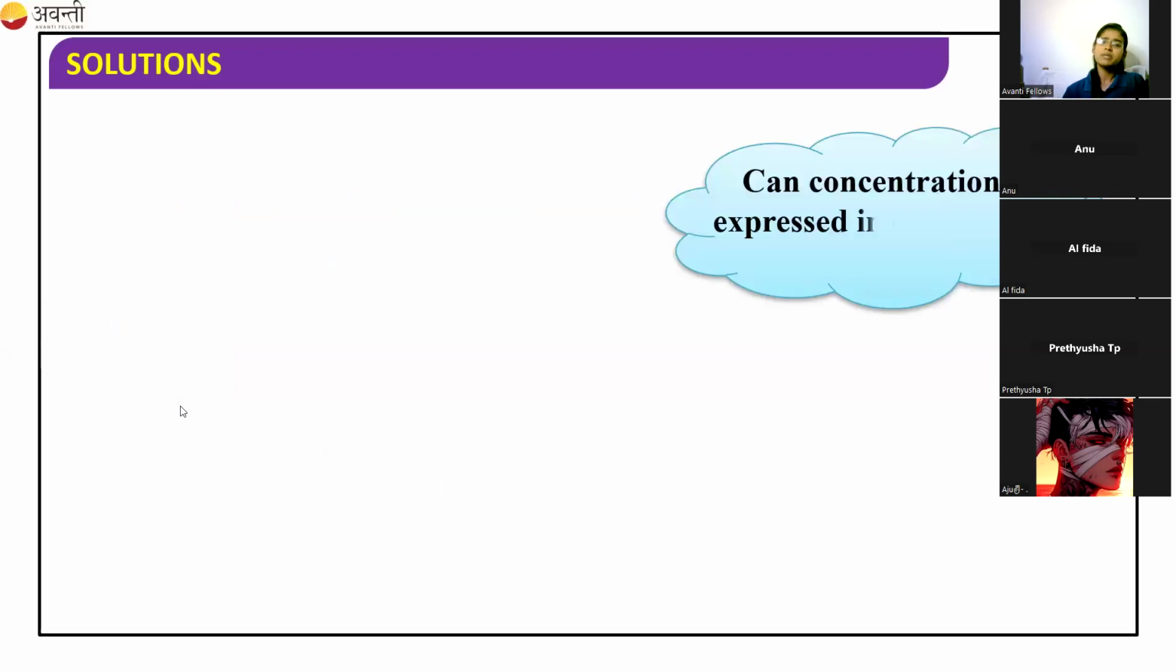Can concentration be expressed in one way, two ways, or many ways? What do you all say? Can concentration be expressed in only one way, or can it be expressed in two ways or more than two ways? I need the answer from the student side. Two ways. What are those two ways? JNV Anand students are very enthusiastic and interacting very well in the class. Good and great.